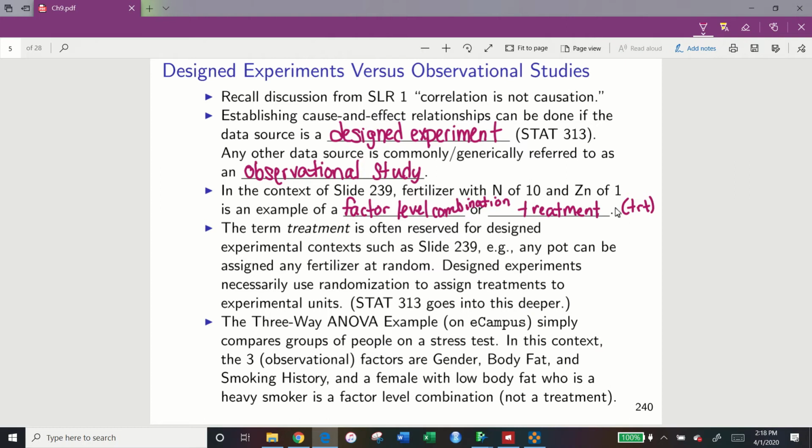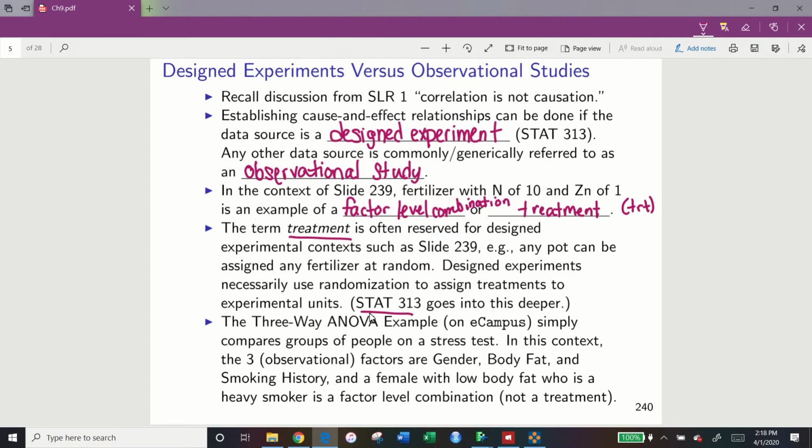Going forward, particularly if you take other stats classes, treatment is often referred to as TRT. It's still pronounced as treatment, but that's how it's abbreviated. The term treatment is often reserved for designed experiment contexts, such as slide 239. For example, any pot can be assigned any fertilizer at random. Designed experiments necessarily use randomization to assign treatments to experimental units. We're not going to go into much as to why this is. That's something that they focus on in Stat 313.